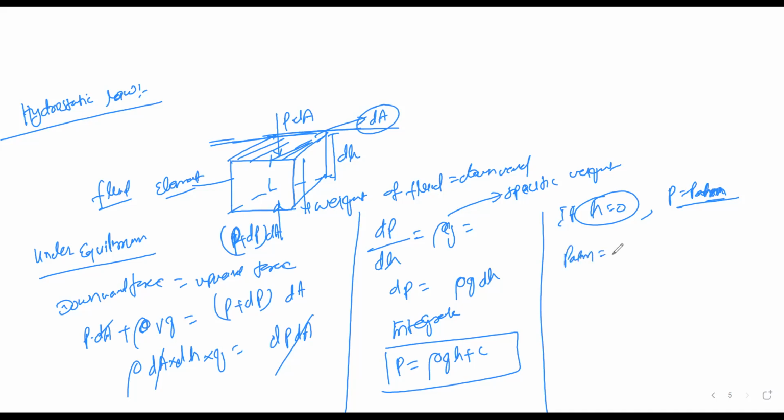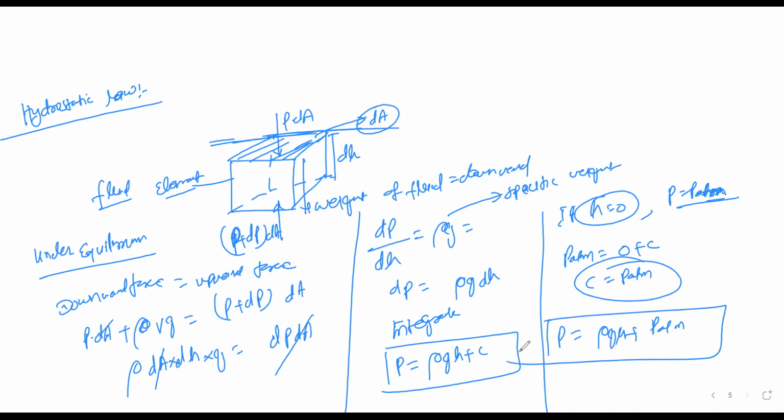So it will be P ATM, and the height is 0, plus C. So C is equal to P ATM. So P will be equal to rho GH plus P ATM. But for gauge pressure, because gauge pressure is always measured with respect to atmospheric pressure, I'll assume that P ATM is 0.